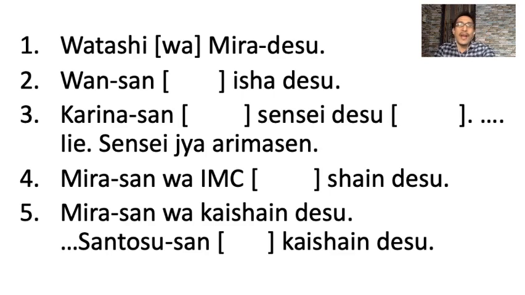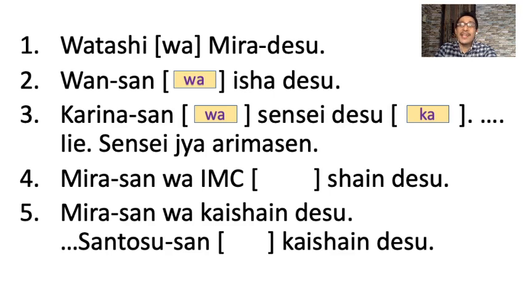So one san, the correct answer is wa. Okay, that's a topic marker wa. So one san wa issue desu. Correct. Second, number 3, Karina sang. That's right, wa. Karina sang wa sensei desu. Blank. Okay, so this is ka. So that's a question. Karina sang wa sensei desu ka? Ie, sensei ja arimasen. Okay.